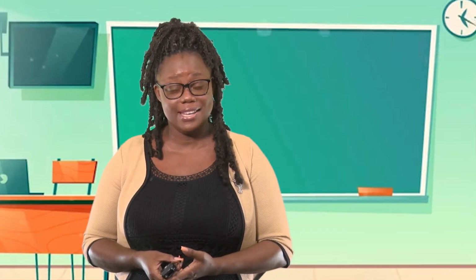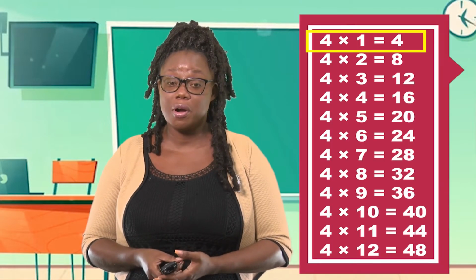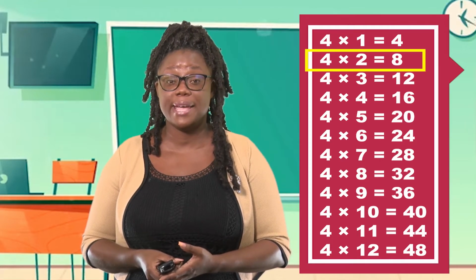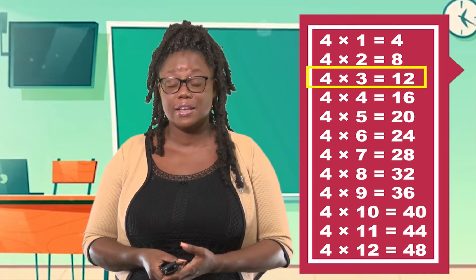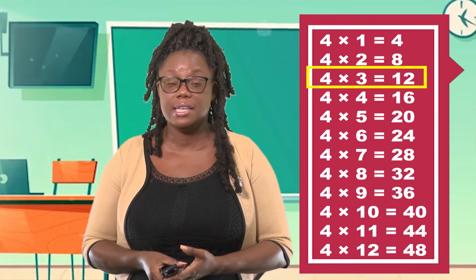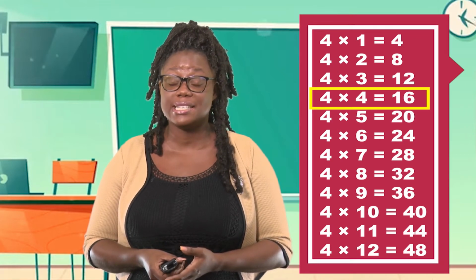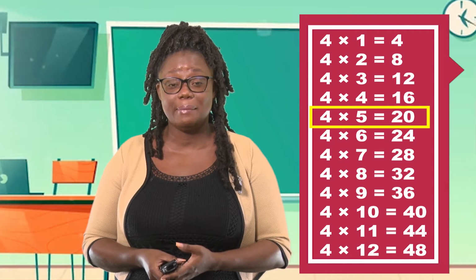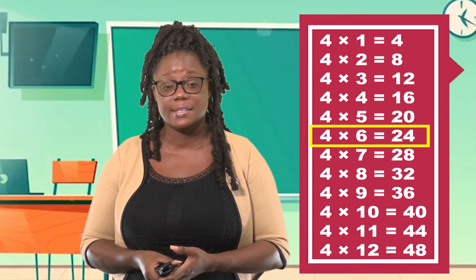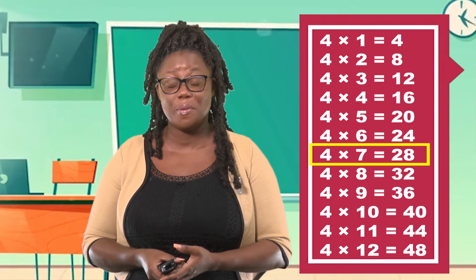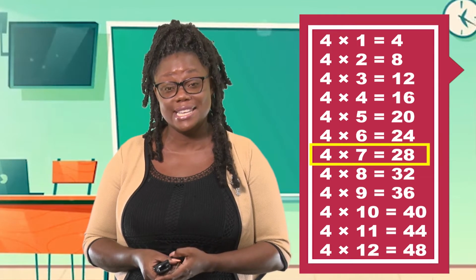So boys and girls, let's quickly recite our 4 times tables. Are you ready? Let's go. 4 multiplied by 1 equals 4. 4 multiplied by 2 equals 8. 4 multiplied by 3 equals 12. 4 multiplied by 4 equals 16. 4 multiplied by 5 equals 20. 4 multiplied by 6 equals 24. 4 multiplied by 7 equals 28.